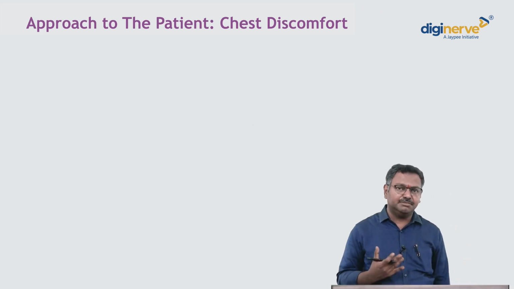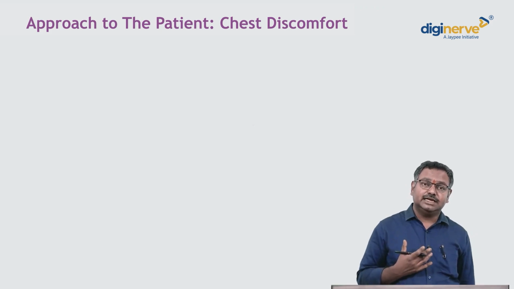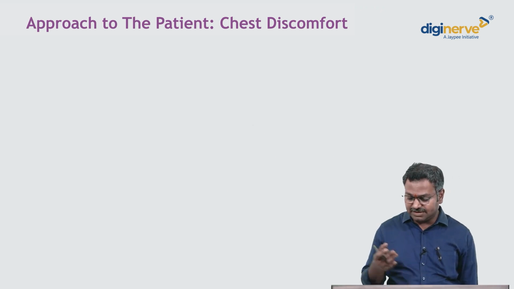Associated symptoms: if it's an MI, it has perspiration, dyspnea, a sense of doom, and vomiting could be there. If the patient has hematemesis, or gastroesophageal reflux symptoms and water brash, we are looking at that.